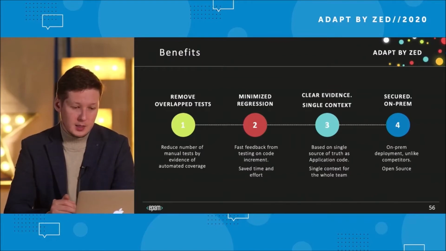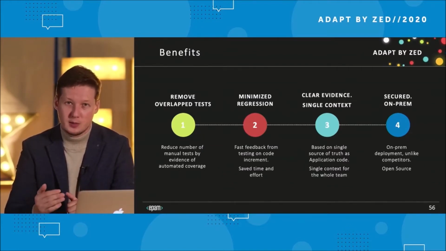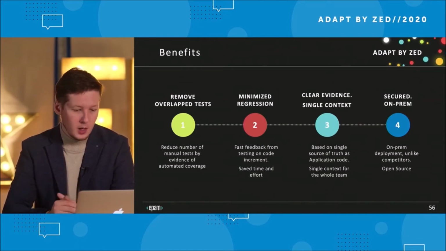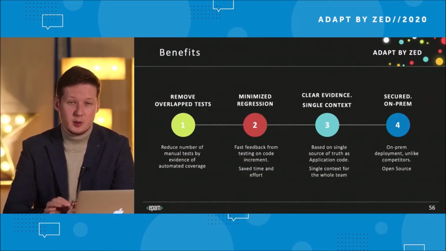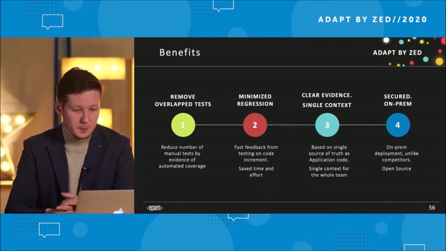You can also minimize the regression itself and receive super fast feedback on top of the code increment made by the developer. This allows engineers to receive results in a matter of minutes and avoid the situation where the integration infrastructure fails because of a number of issues. It really saves time and effort for shifting right development.